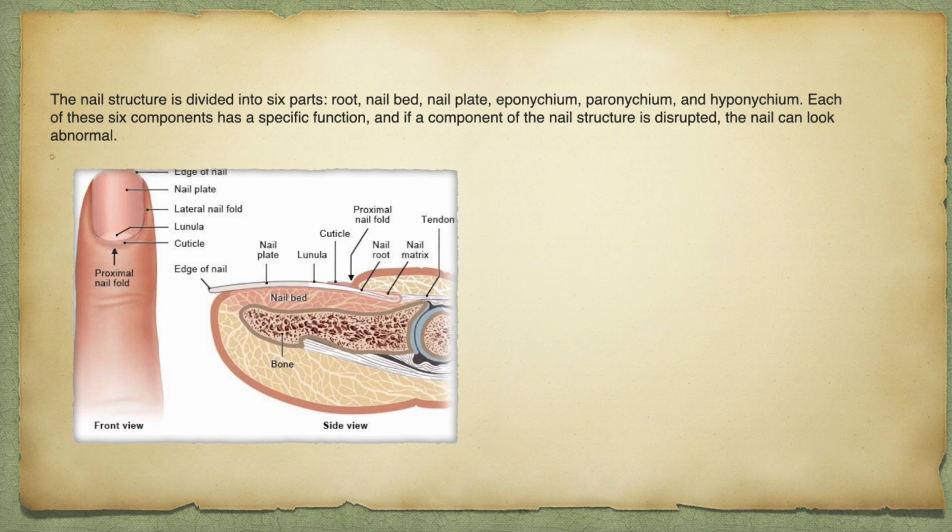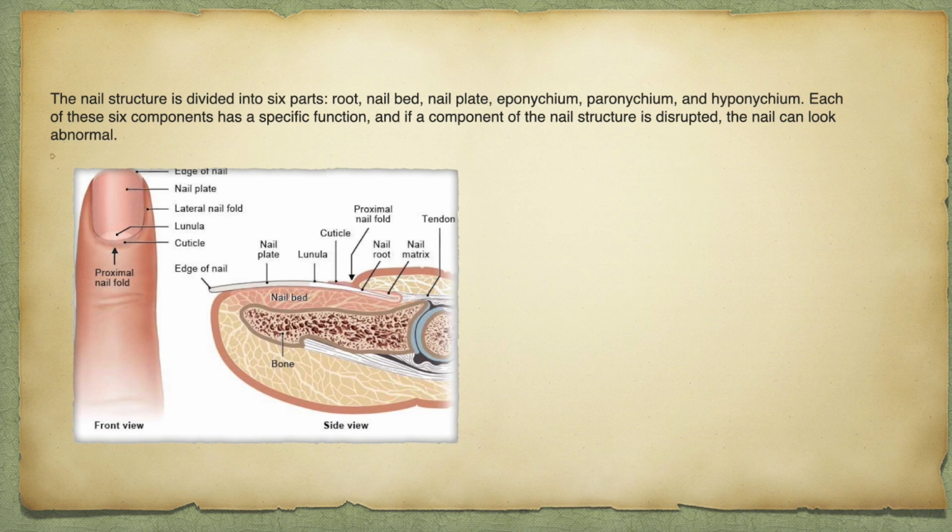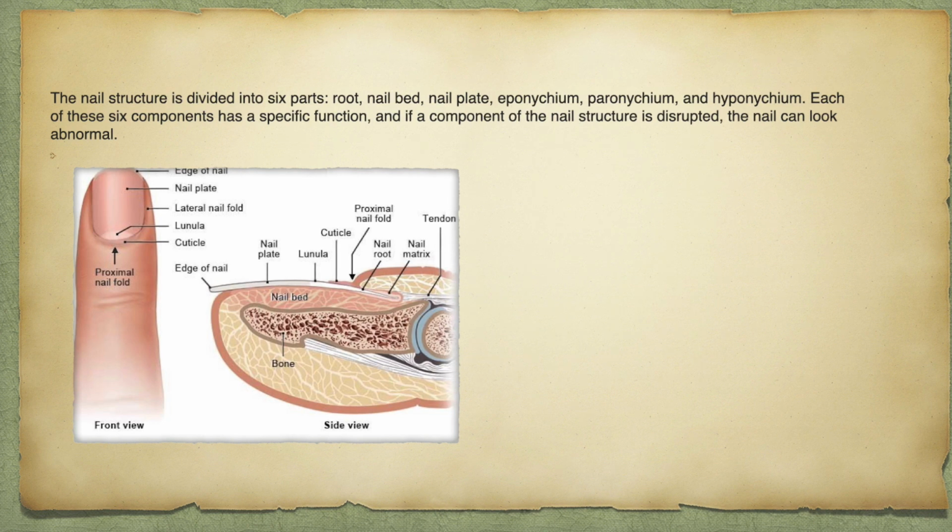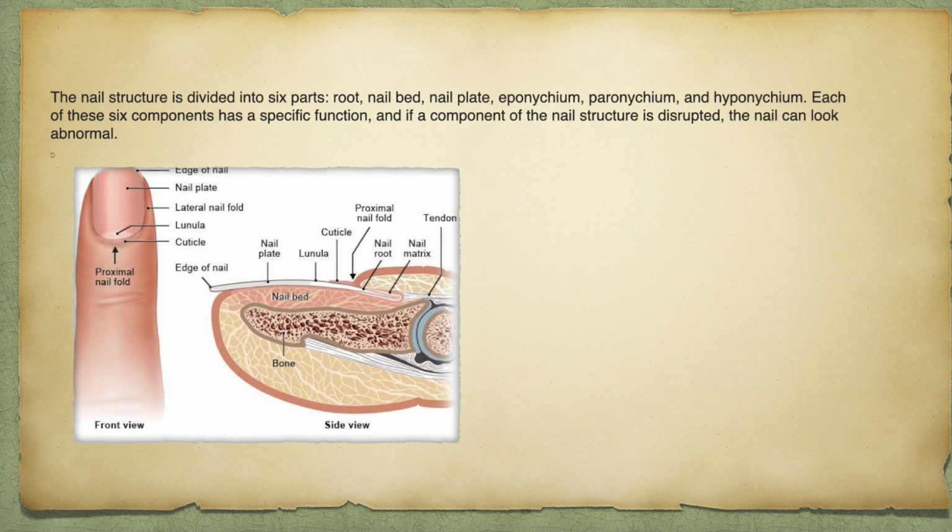Nail plate is the actual fingernail, and it's made of translucent keratin. The pinkish appearance of the nail comes from the blood vessels that are underneath it. The underside of the nail plate has grooves that run along the length of the nail and help anchor it to the nail bed.